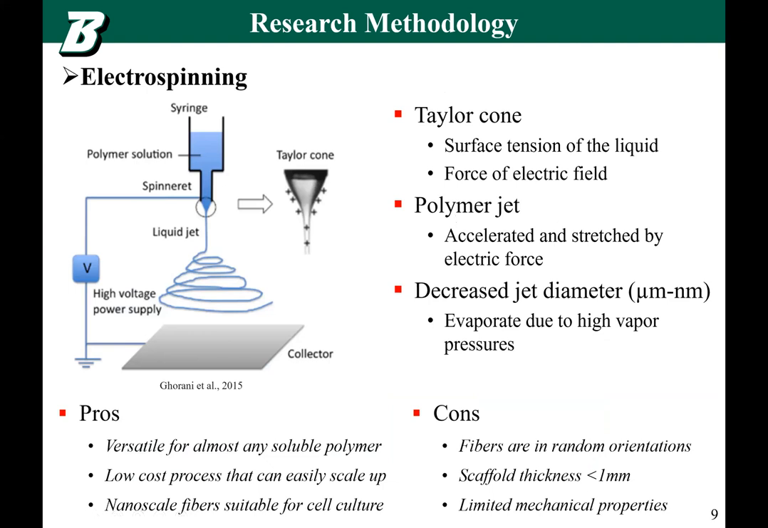Electrospinning is a very common way that has been adopted for several decades to fabricate nanofibers and microfibers. When a high voltage potential is applied on the polymeric solution at the needle tip, the solution will be pulled into a cone shape by electrical force. When the electrical force exceeds the surface tension of the liquid, there will be a liquid jet coming out from the solution needle tip. As the polymer jet is accelerated and stretched by the electrical force, the jet diameter will decrease with the evaporation due to the high vapor pressure of the solvent. Finally, the jet will become smaller and smaller, and we will get nanofibers and micro-sized fibers on our collector.